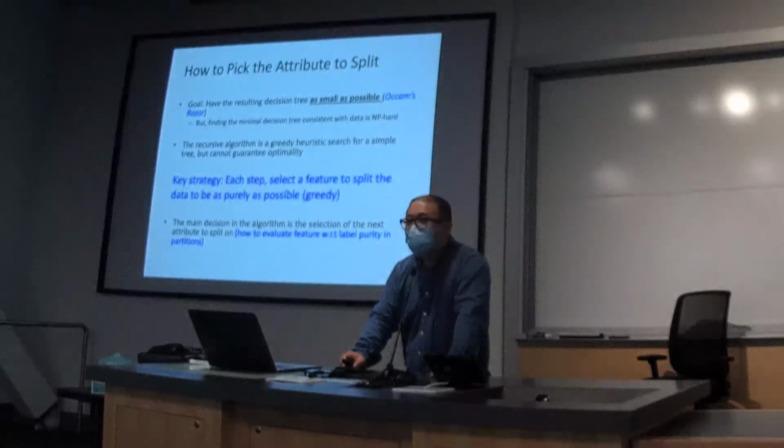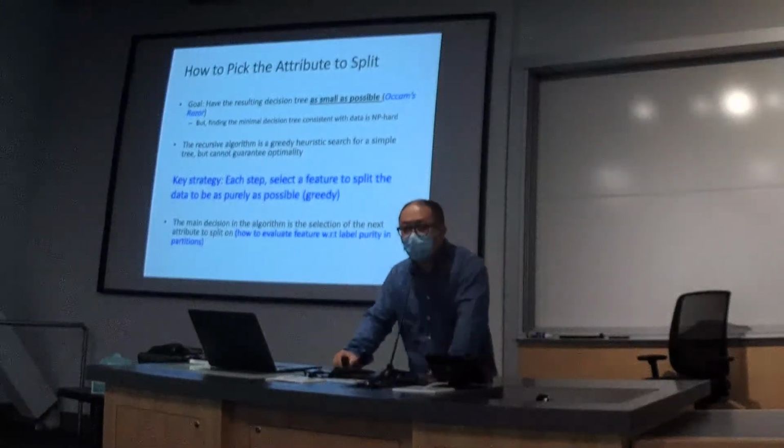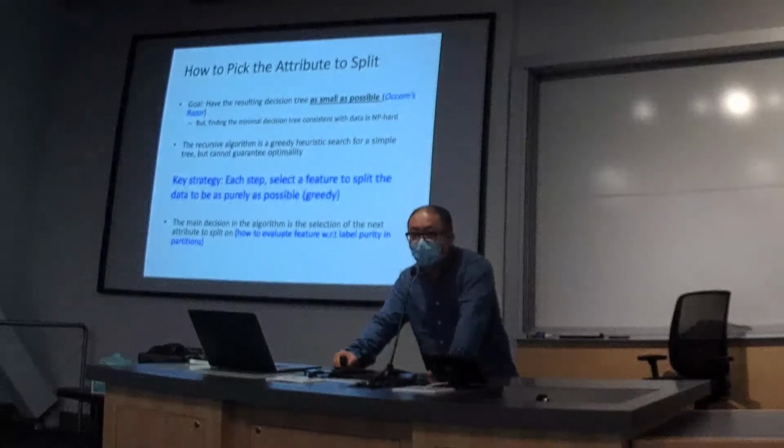But how do we find the smallest tree? That's an issue. Why? Because if you want to find the globally smallest tree, you have to enumerate all possible orders of the features to do the split. That's a huge number. Even for 10 features, you can imagine the number of permutations of these 10 features. It's definitely huge. It's not feasible. That means in practice we'll never be able to find a globally smallest tree. What should we do in practice?